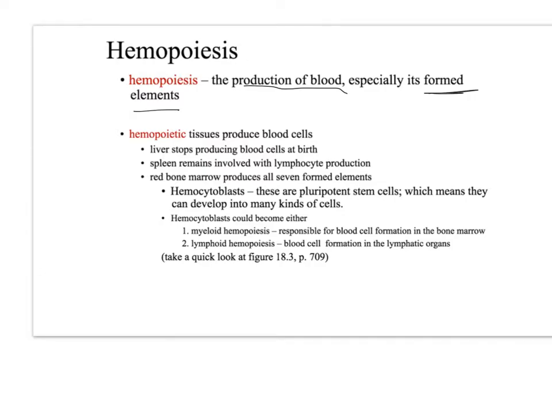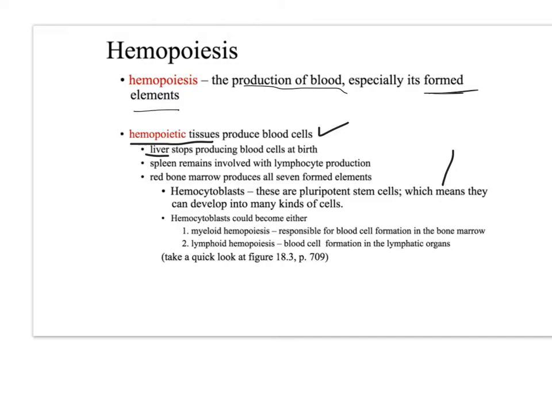The first thing you need to think about is where blood is made. They say hemopoietic tissues produce blood cells. I have those tissues listed below. The first thing is the liver. Before you're born, the liver is making your blood cells. After you're born, the liver stops making blood cells.